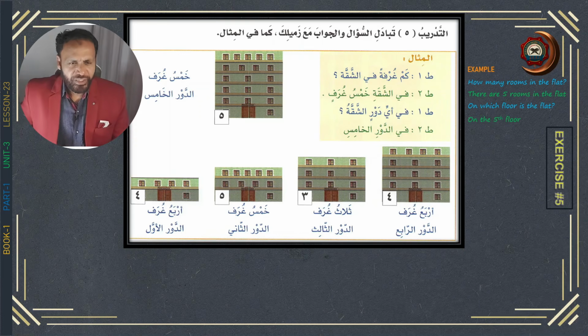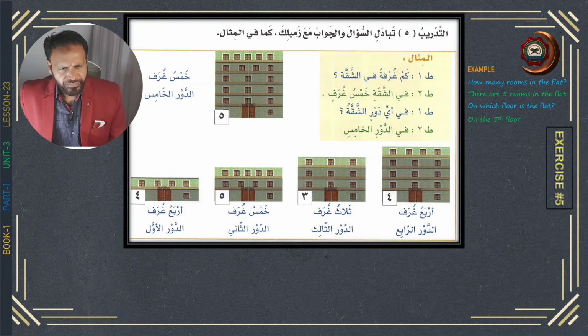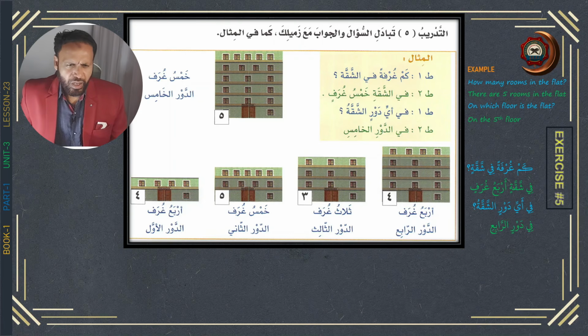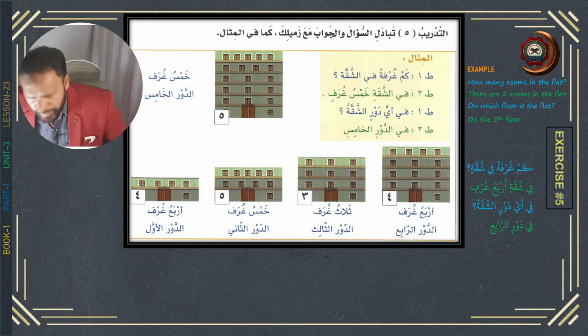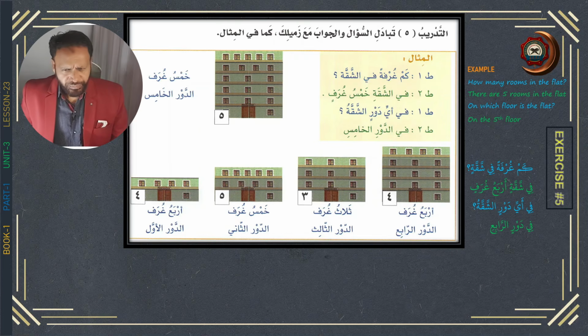Then you say fi dawri rabi', fi dawri rabi'. Kam ghurfatan fi shakka? Fi shakkati arba'u ghuraf. And then fi ayyi dawrin shakka? Fi dawri rabi'. On the fourth floor. Okay, fine. Okay, Nazin ma'am, next one, left of it.